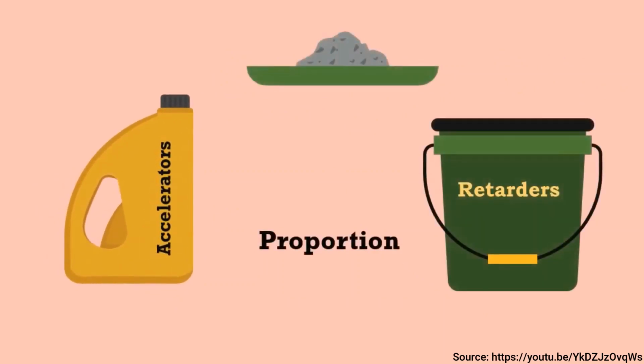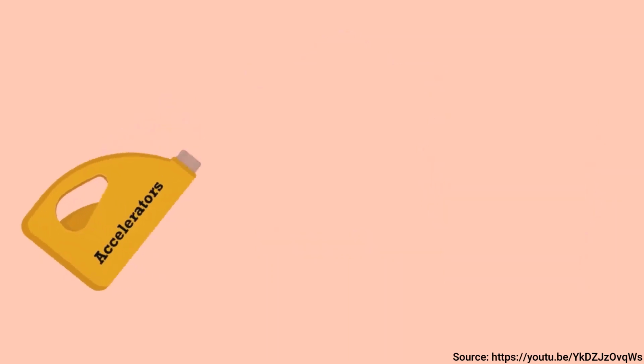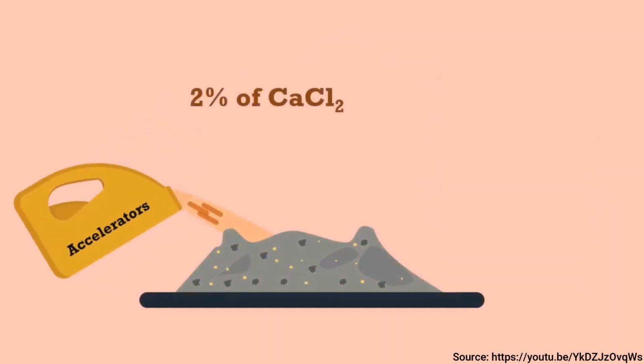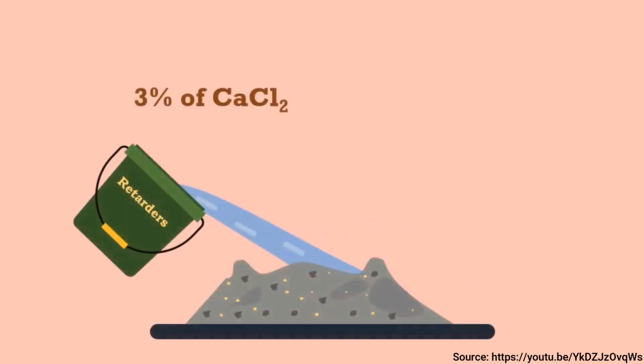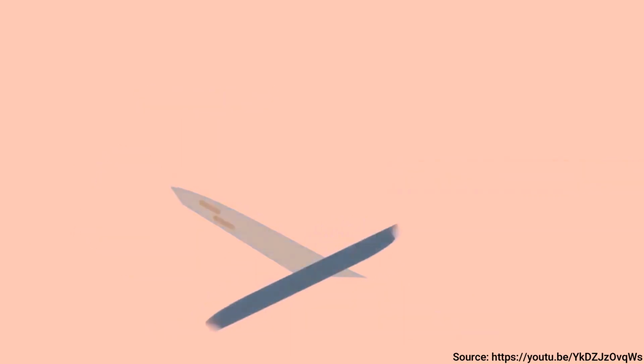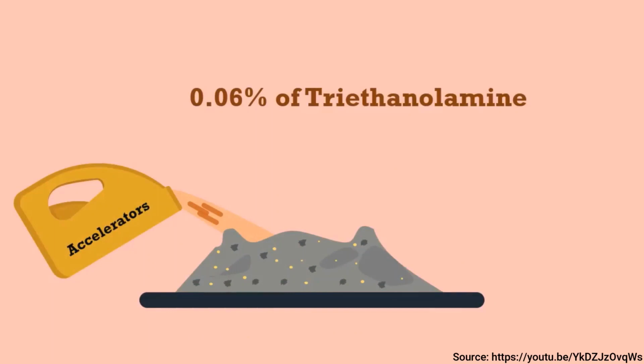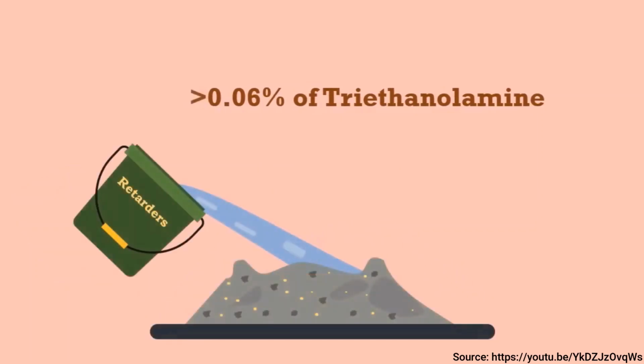Some substances act as accelerator or retarder based on the proportion added. For example, 2% of calcium chloride when added by weight of cement acts as an accelerator, and it acts as a retarder when the percentage is increased. The same is the case with triethanolamine. When it is added up to 0.06%, it is an accelerator, but when it exceeds, then it acts as a retarder.